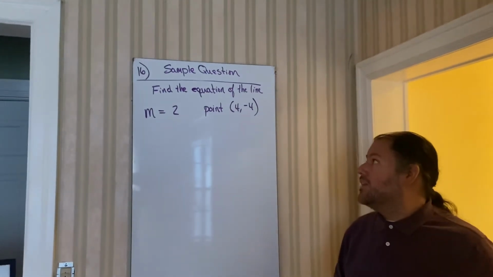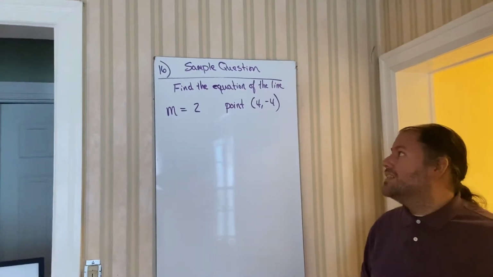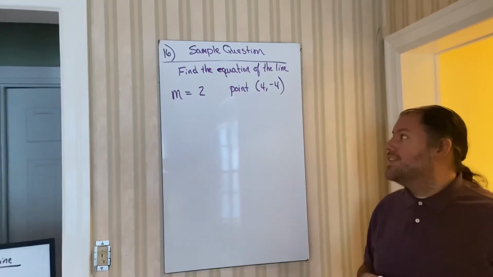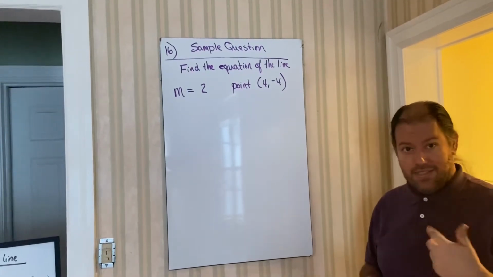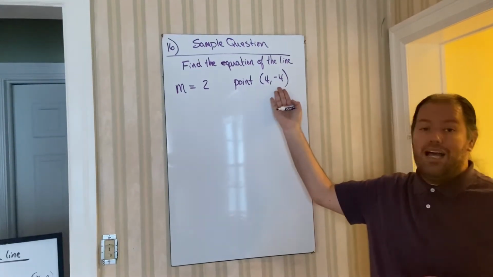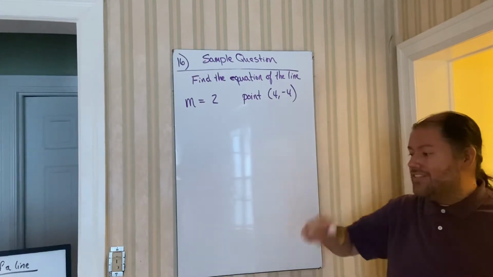So here we have a sample question. It says, find the equation of the line. How do we do that? We're going to have to label each piece. You need to know your m, your x, and your y. Notice that this says point. This is not a b. You cannot do a shortcut here. You have to do every step here.